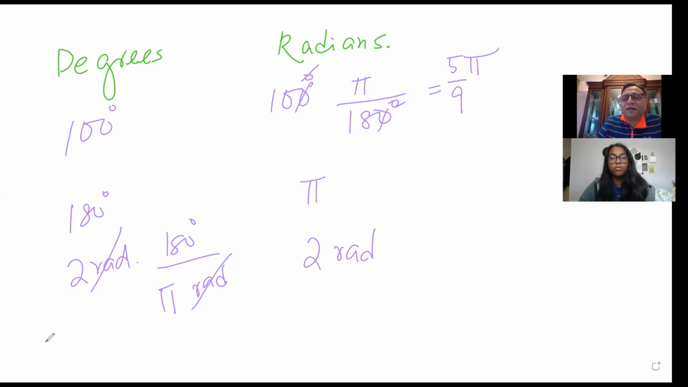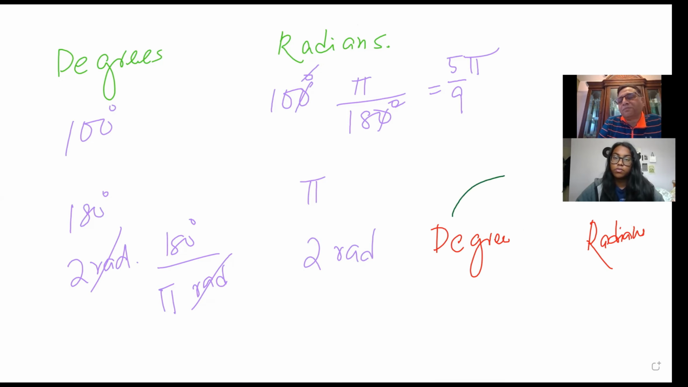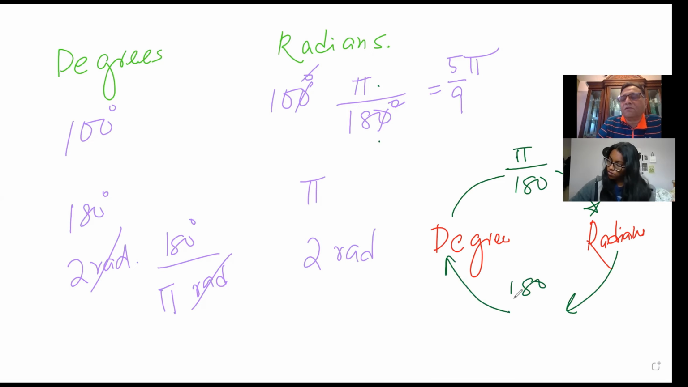So very simple, right? If you have degrees and you want to get into radians, then you multiply by pi and divide by 180. So the factor is pi over 180. However, if you want to do the reverse, it is 180 by pi. Is that clear to you? Perfect.